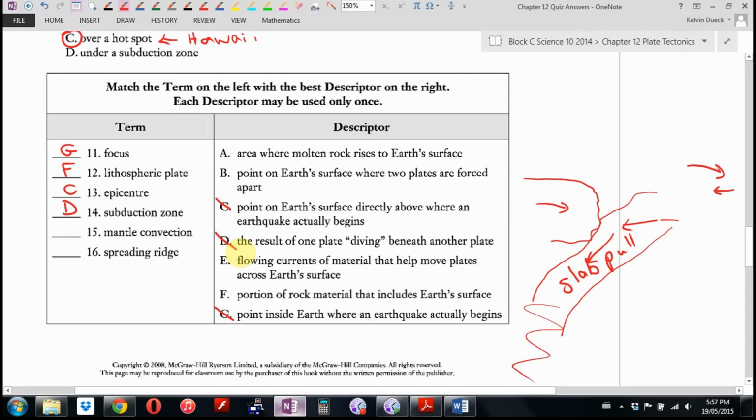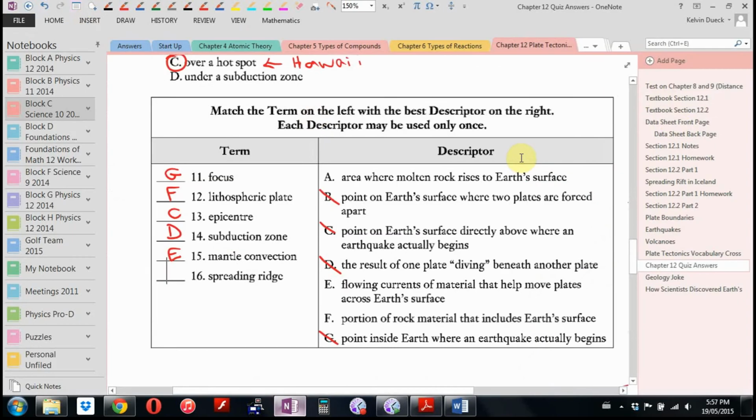Mantle convection. Is that an area where, no, B, where two plates are forced apart? No, that would be a diverging boundary. Nope. You know what? It's flowing currents of material that help move plates across Earth's surface. This was mantle convection, I think I had it in the notes.